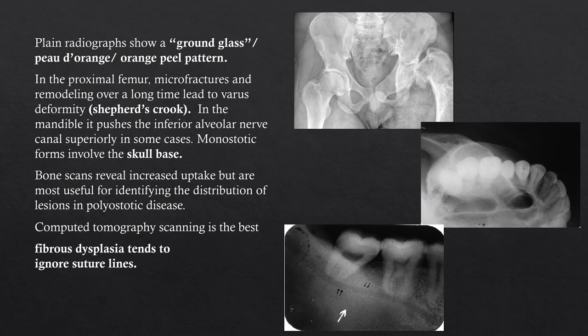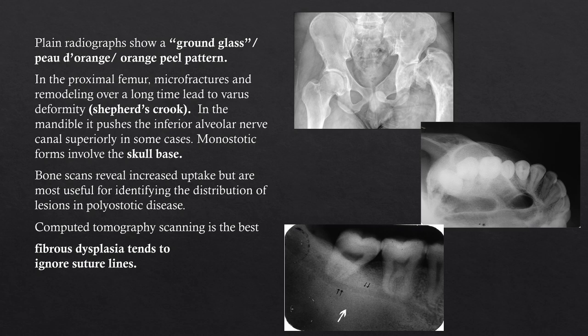So the plain radiograph shows a ground glass or peau d'orange or orange peel appearance, which is commonly seen in fibrous dysplasia, which can be noted on the IOPA, that is the third image. In the proximal femur, in the first image, you can see fractures or a shepherd's crook deformity, that is, it's deformed, and it pushes the inferior alveolar nerve canal superiorly, which is seen in the IOPA, that is fibrous dysplasia pushing the inferior alveolar nerve canal superiorly.